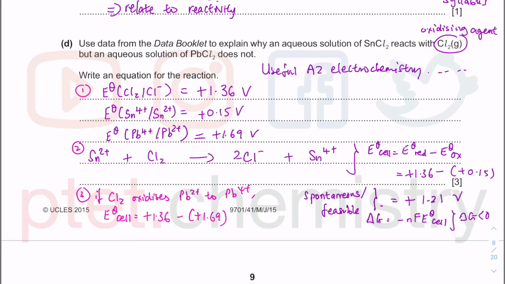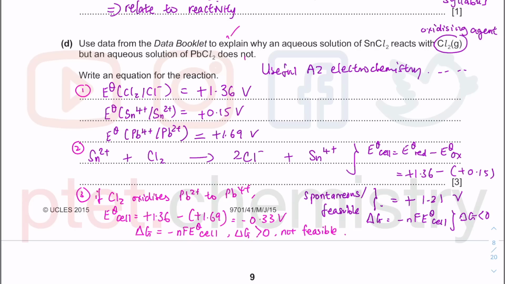As you could see, something smaller minus something bigger is going to be negative, and your calculator will show you something negative. So your delta G there is minus nFE cell. N is the number of electrons transferred, which is 2 electrons. F is a positive Faraday constant. The minus and the minus will give you positive. So delta G will be greater than 0. This is not feasible, not spontaneous.